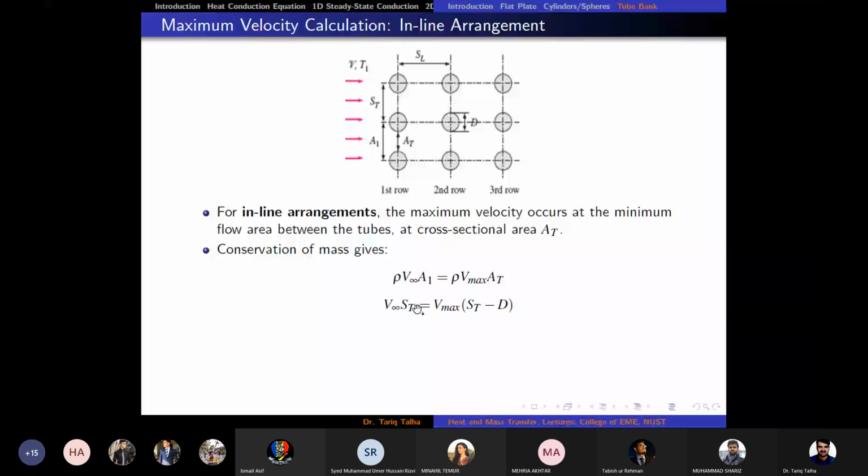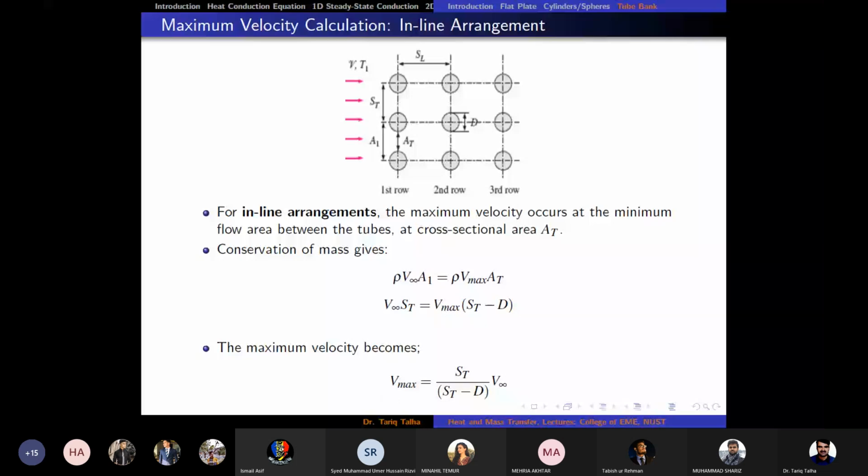There should be ST into L and ST minus D into L. So L would be cancelled out, rho would also be cancelled out. So it comes out to be ST upon ST minus D. So that is the case which we discussed for the inline arrangement.